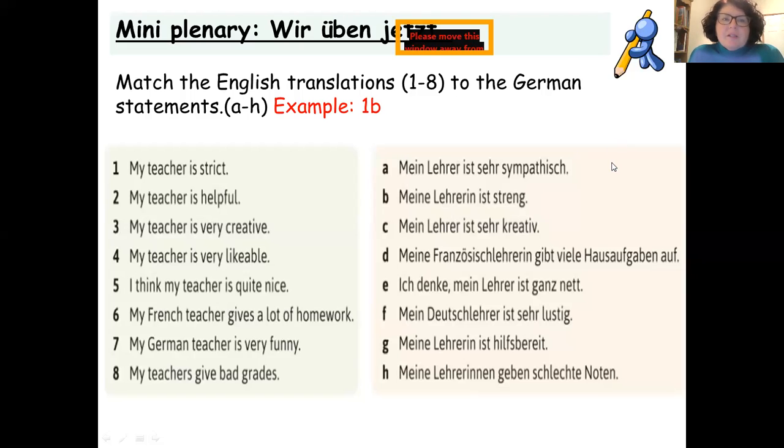Okay, wir üben jetzt ein bisschen weiter. So here I want you to match the statements now in English about teachers with the German. Okay, you don't need to write these sentences out. This is just a reading task, and the example for the first one is 1b. So my teacher is strict, and that is meine Lehrerin ist streng, okay?